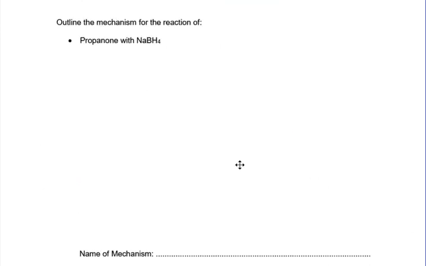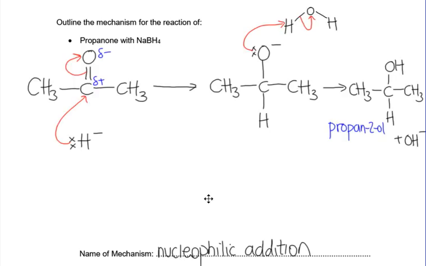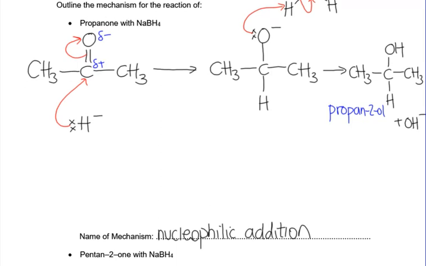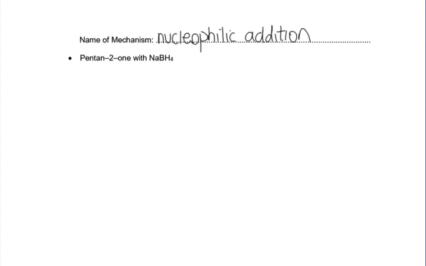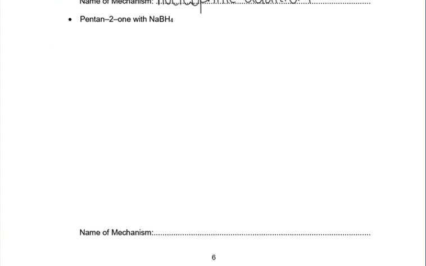See if you can apply that to propanone with sodium borohydride. Remember, the sodium definitely doesn't appear in our mechanism, no metals in mechanisms, and we're using sodium borohydride as a source of hydride ions. So if you've had a go at that, you should have got something looking like this. Watching out, make sure your curly arrow goes from a lone pair or from a bond in each of these steps. And we've made propan-2-ol. So again, have another go, see if you can do this with pentan-2-one with sodium borohydride.